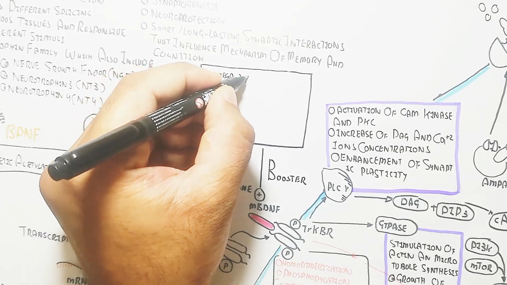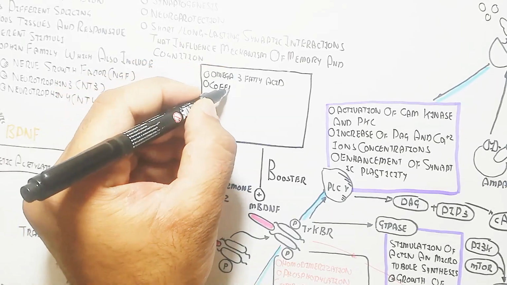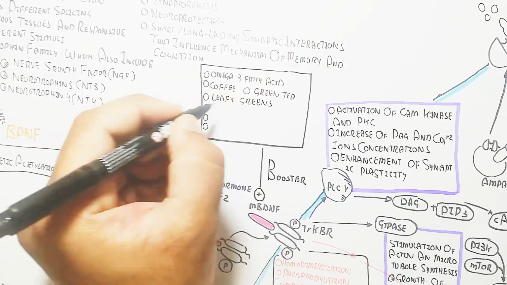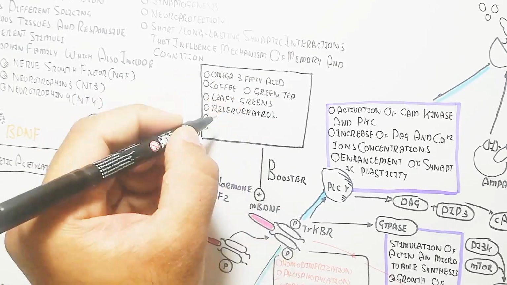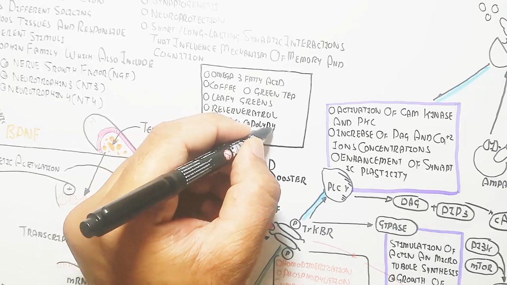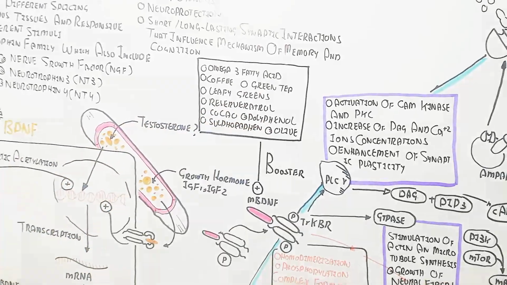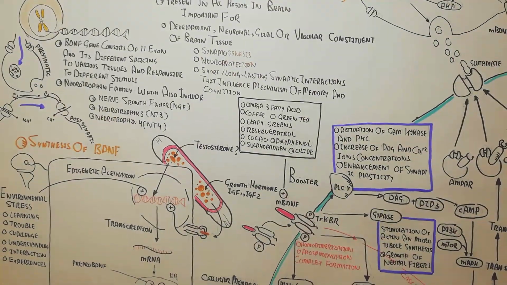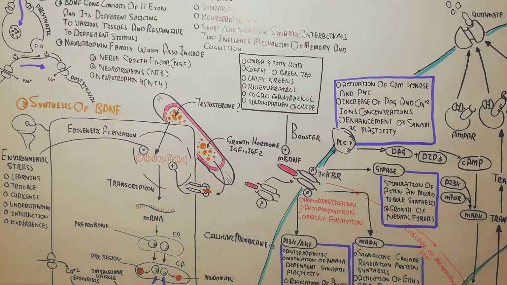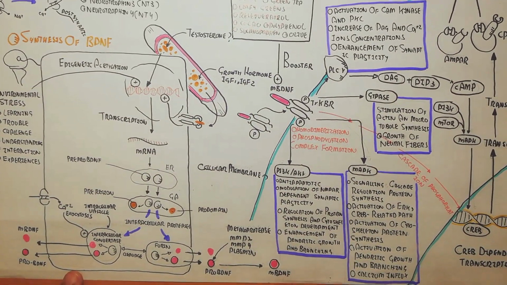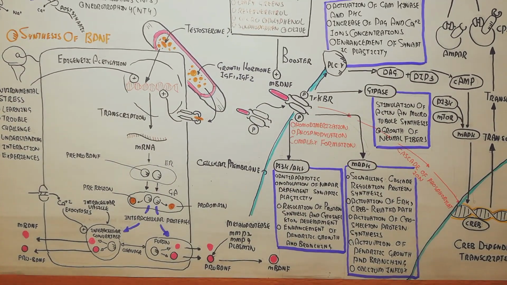And the mature brain-derived neurotrophic factor is triggered and boosted by omega-3 fatty acids through diet, coffee, and green tea, and leafy greens containing magnesium for synthesis of protein in the ribosome, and resveratrol, cocoa, polyphenols, sulforaphane, and olive.